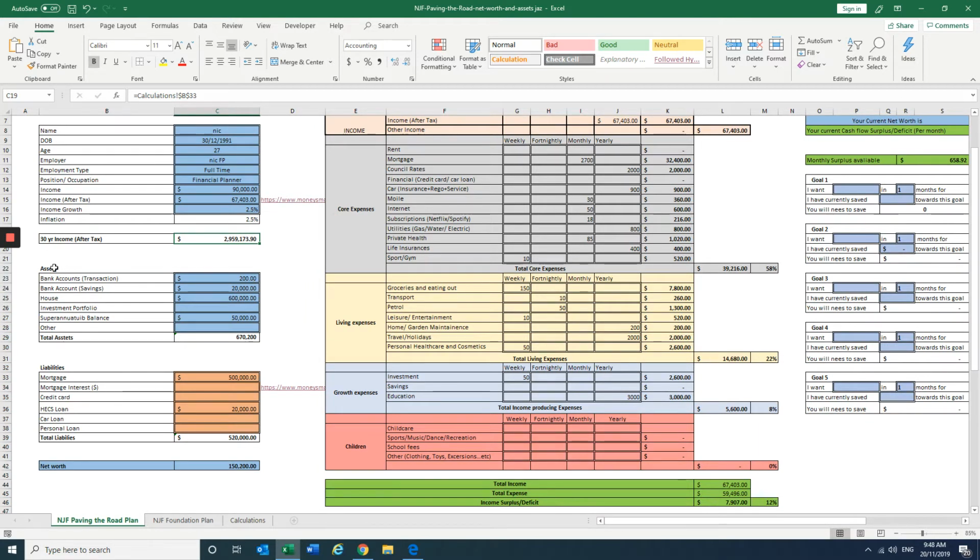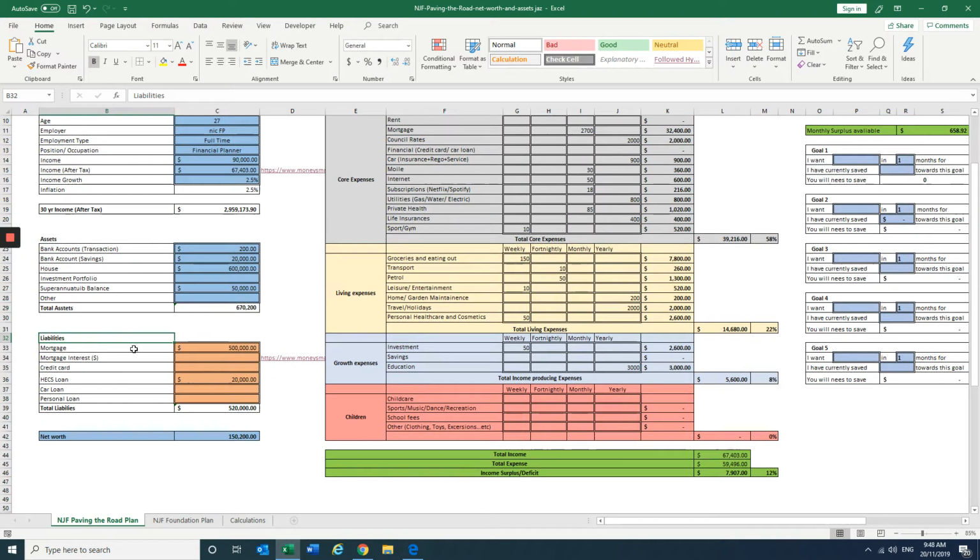Scrolling down, we have my current assets. So let's have 20,000 in the bank. I have bought a house worth 600,000. I have a superannuation balance of 50,000. And then I have my total assets. That's quite simple and straightforward.